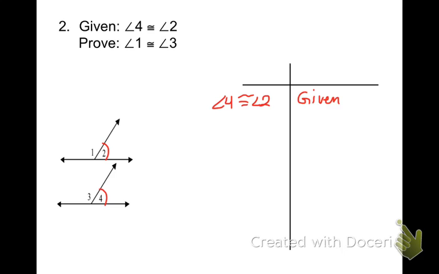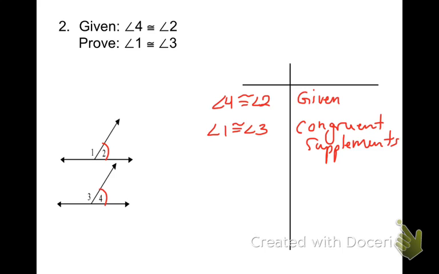And this is actually a very short proof. We know that angle 1 is congruent to angle 3 simply based on the congruent supplements theorem, which states that the supplements of congruent angles are themselves congruent. So short proof there.